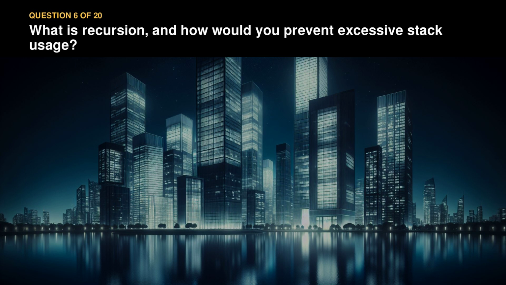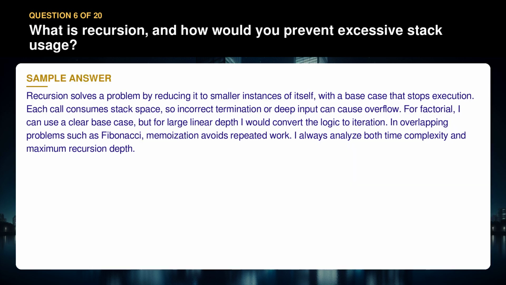Question 6. What is recursion, and how would you prevent excessive stack usage? Recursion solves a problem by reducing it to smaller instances of itself, with a base case that stops execution. Each call consumes stack space, so incorrect termination or deep input can cause overflow. For factorial, I can use a clear base case, but for large linear depth I would convert the logic to iteration. In overlapping problems such as Fibonacci, memoization avoids repeated work.